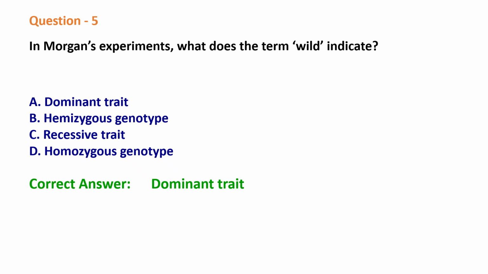In Morgan's experiment, they took different features of the organism Drosophila melanogaster, wherein the body color, the eye color, and the wing size were taken. In that experiment, they indicated the wild type with the help of a plus sign, and the other side, that is the recessive one, without the plus sign. So there the plus sign indicates wild or the dominant trait.